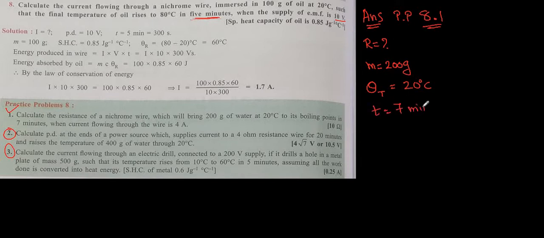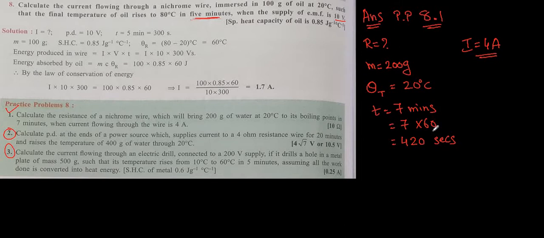7 minutes, that means how many seconds? So it means 7 multiplied by 60. That is going to be 420 seconds. Okay. Then when the current flowing through the wire is 4 ampere. So we will write down I is equal to 4 ampere. So we have got everything, the data is obtained. We have to find out capital R.